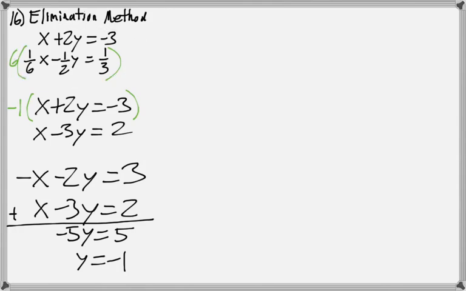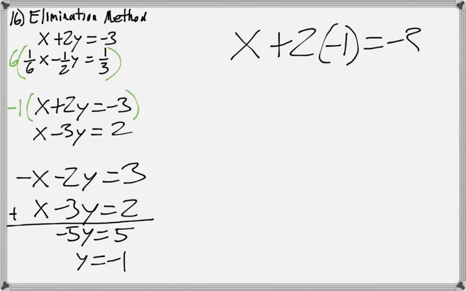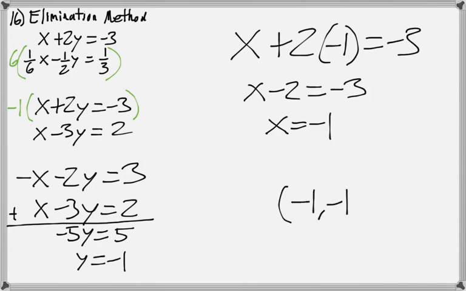I'm not going to choose the fraction one because I don't want to, so I'm just going to plug it into the top one. So x plus 2y, but I know what y is. It's negative 1, is equal to negative 3. So x minus 2 is equal to negative 3, and x is equal to negative 1. So they're actually both negative 1. That can happen. And it does here. So that is the intersection point of these two lines.